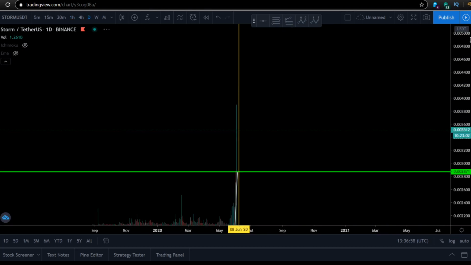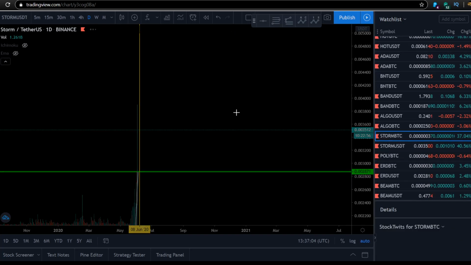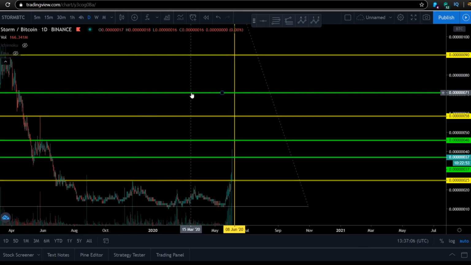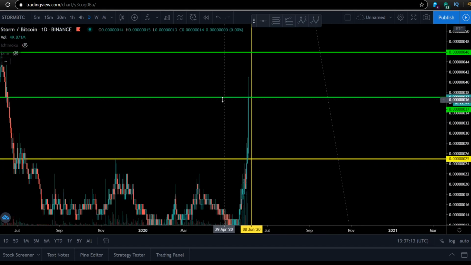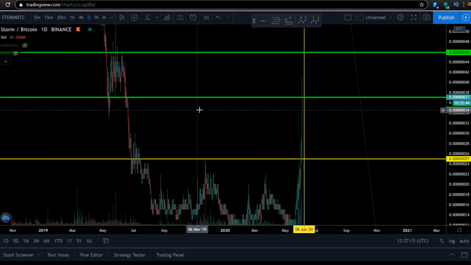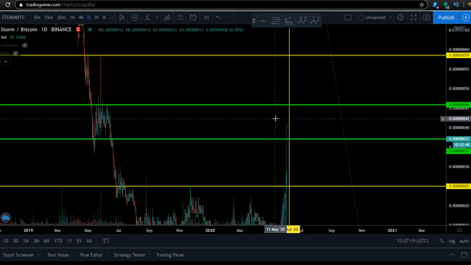Now let's look at the Bitcoin chart because you have much more price data with Storm. Then you can take profits on the BTC chart. You can see all the targets we have here. We took the first target here. We're talking about 20%, 25% of your position. You take it at 37 Satoshis. Our next target is 46 Satoshis.